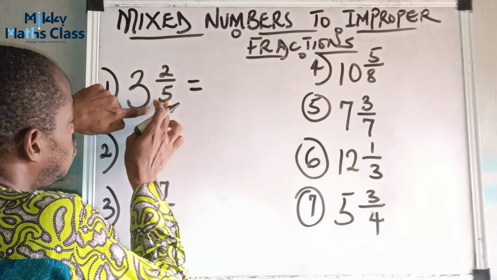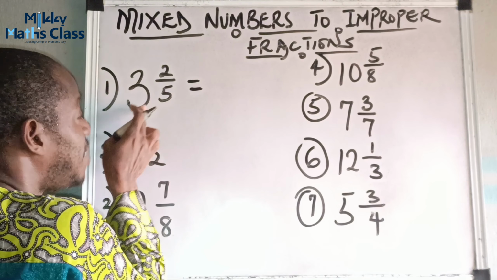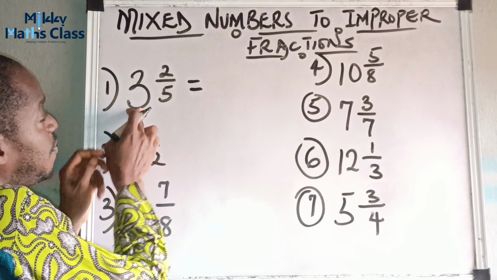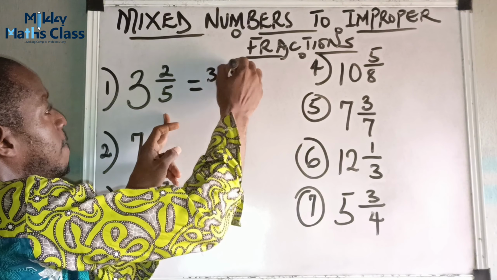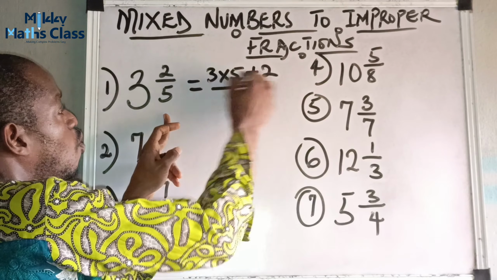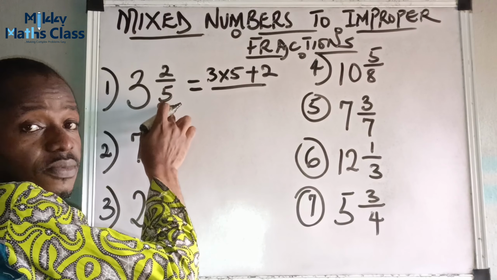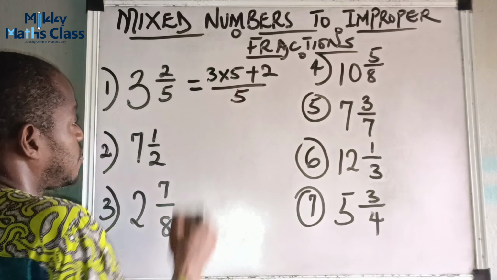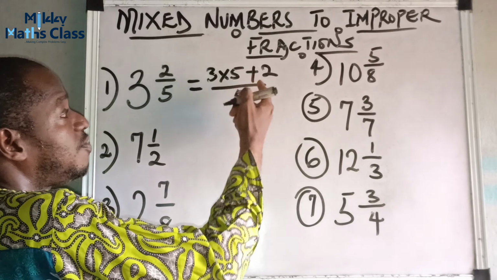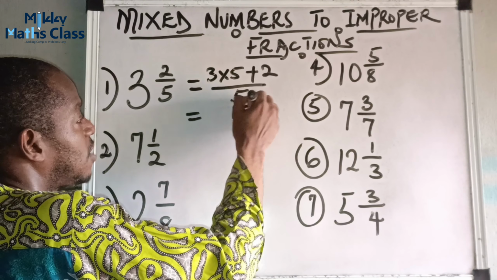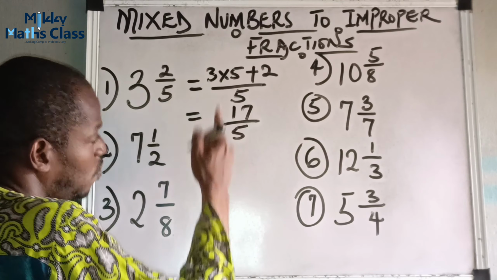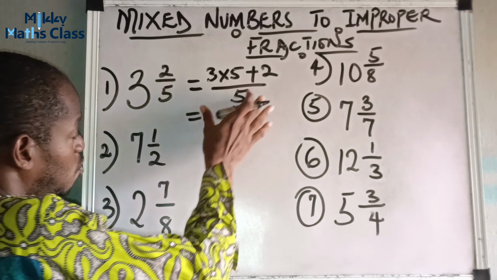So we multiply the denominator here by the whole number. 3 times 5, 15. We add, that's 3 times 5 plus 2 over, then we'll put this over 5, the denominator. So 3 times 5 is 15 plus 2, that's 17 over 5. We are done with that. So that's how to do it.